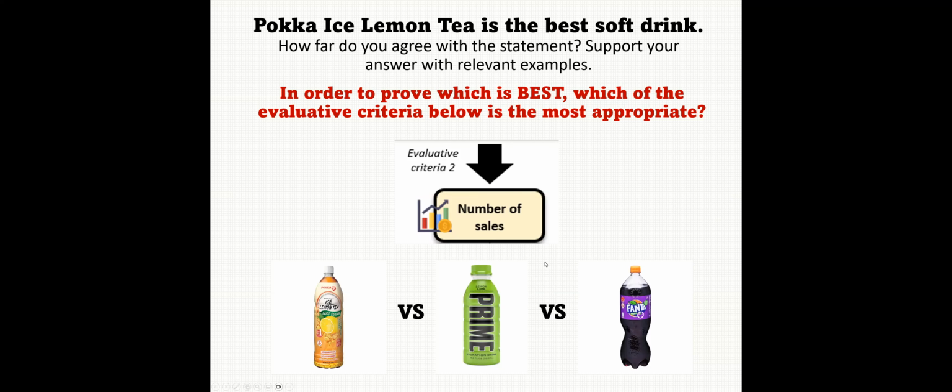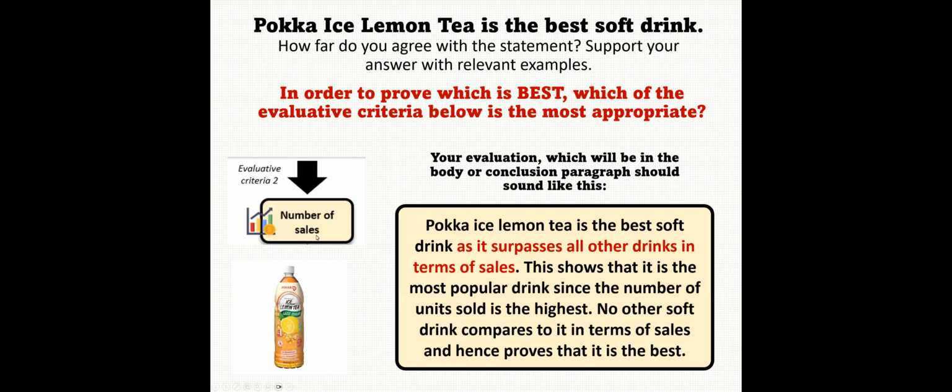So you will have to decide which one you want to use for your essay and then make a case for your argument. Let's say I use number of sales and it is proven that Pokka Ice Lemon Tea has sold the most number of drinks in the world. So maybe my evaluation, which will be in my bottom bun paragraph, will be like: Pokka Ice Lemon Tea is the best soft drink as it surpasses or exceeds all other drinks in terms of sales. This shows that it is the most popular drink. Since the number of units sold is the highest, no other soft drink compares to it in terms of sales, and hence that proves that it is the best.